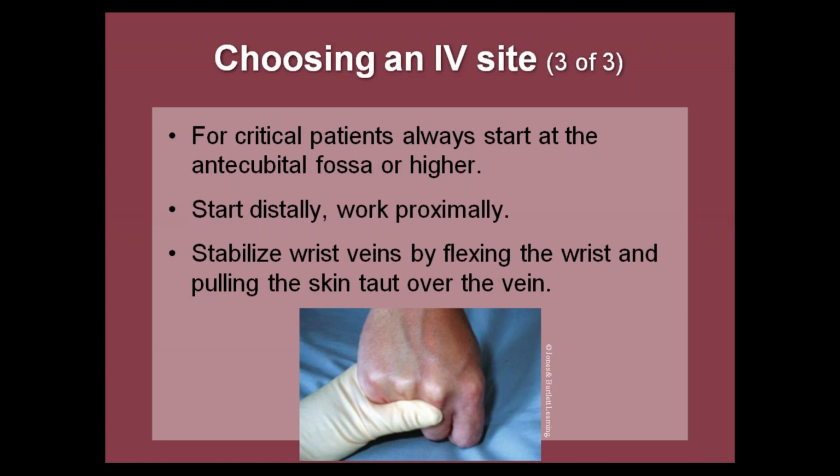Continuing with choosing an IV site for critical patients, like I said, we want to start as high up as possible, typically the AC, so right in the crease of the elbow. Start distally for other patients and work proximally. So you're going to start down at the hands, or you're going to start down at the feet if you're going to do the leg. Start low and then work your way up.